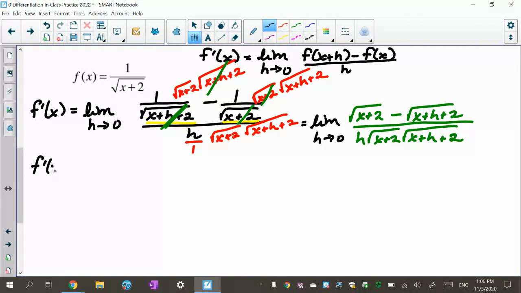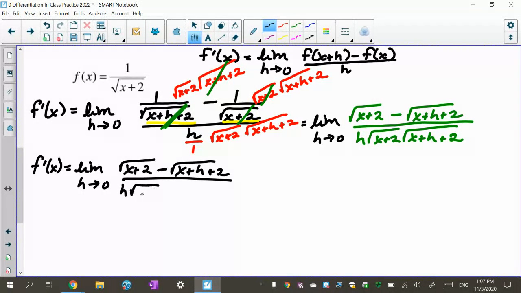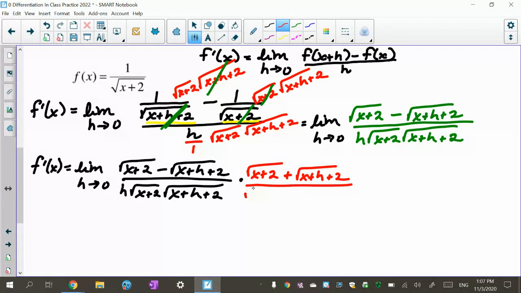F prime of x equals the limit as h approaches 0. So I'm just going to write the green over again. All over h radical x plus 2 radical x plus h plus 2. Now I'm going to multiply this by the conjugate, which we talked about before, and it's going to be rationalizing this using the conjugate of the numerator. So I'm going to write the same thing, all over radical x plus 2 plus radical x plus h plus 2.